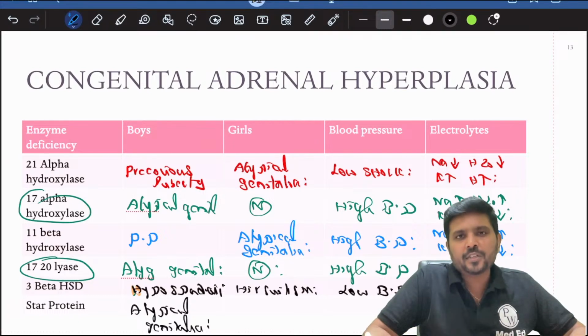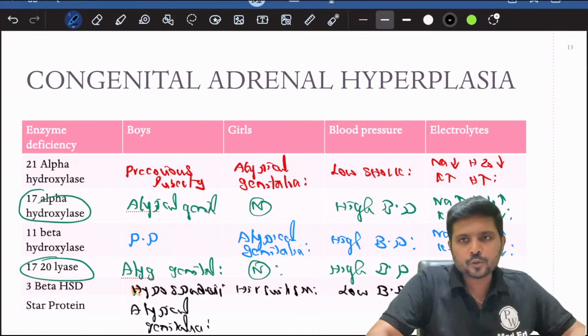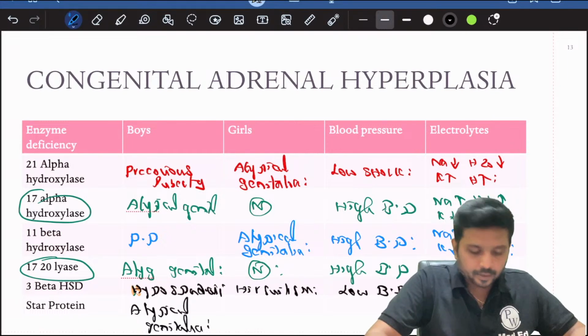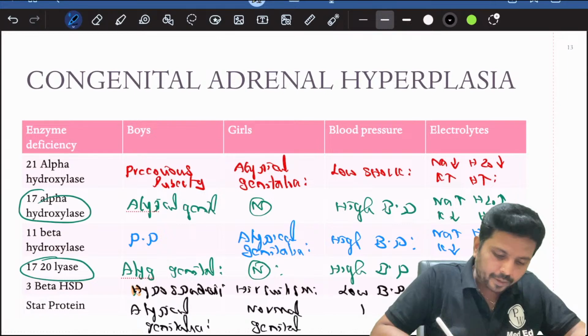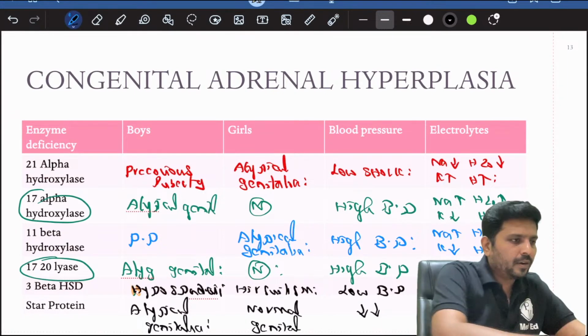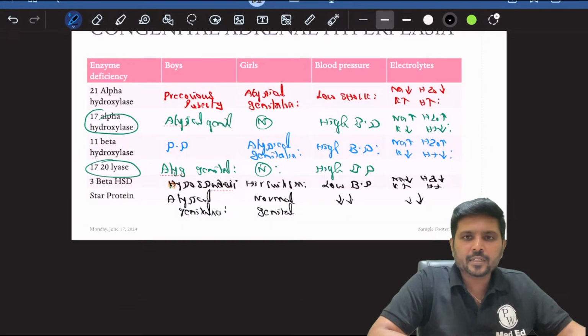Since StAR protein is the initial enzyme in the pathway, your male hormones will not be produced, so atypical genitalia once again, in which one? Boys. In females, normal genitalia. In females with normal genitalia, BP will definitely be low. So this tabular column just before the exam is definitely going to help you in so many ways.